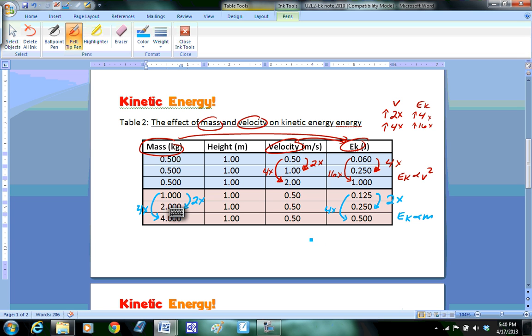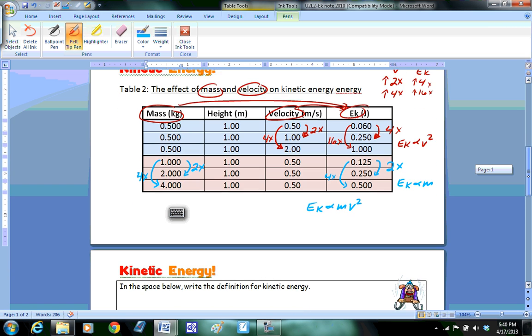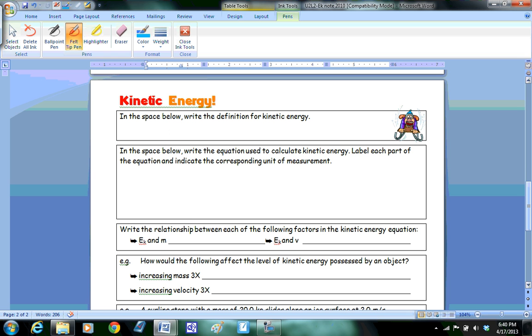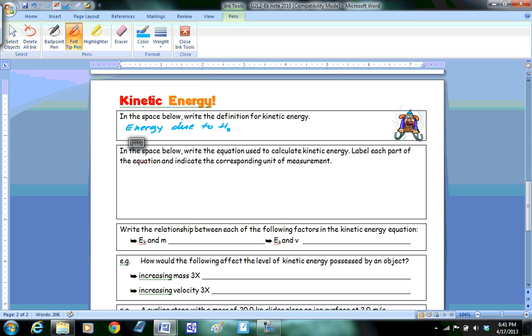Now putting these two together, we can do this. The kinetic energy is proportional directly to mass and proportional to the square of the velocity, or v squared. So what we can do with this, we can change this into an equation. All right, so this is the note that you actually have in your workbook. It's on kinetic energy. So we're going to first define kinetic energy. Kinetic energy is the energy due to the motion of an object.